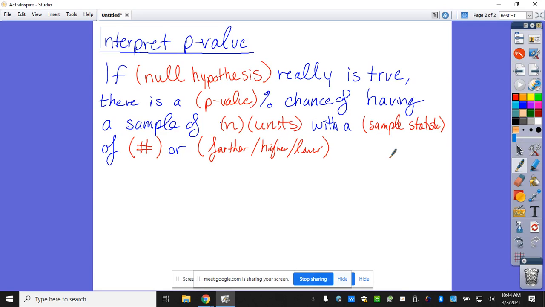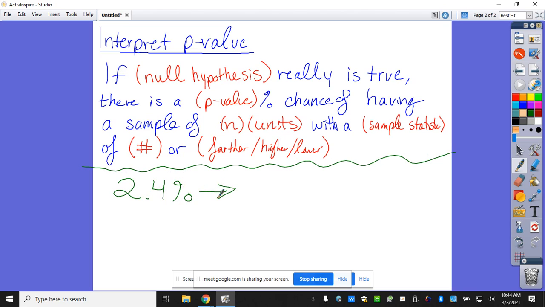So interpret p-values. If the null hypothesis really is true, there's a whatever percent chance of having a sample of this size with this value. One thing we should probably talk about is converting from a percent to a decimal, because clearly that's an issue. If I write something like 2.4%, what is 2.4% as a decimal? 0.024, or you could move the decimal 2 places from where it was. So here, moved it 2 to be 0.024.